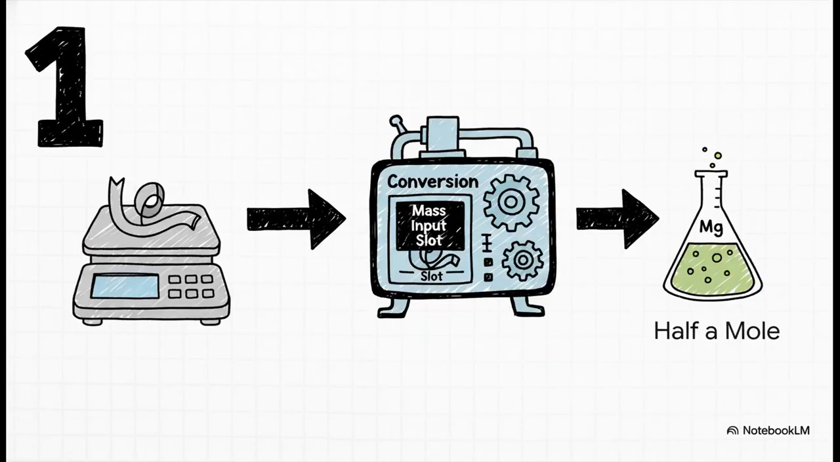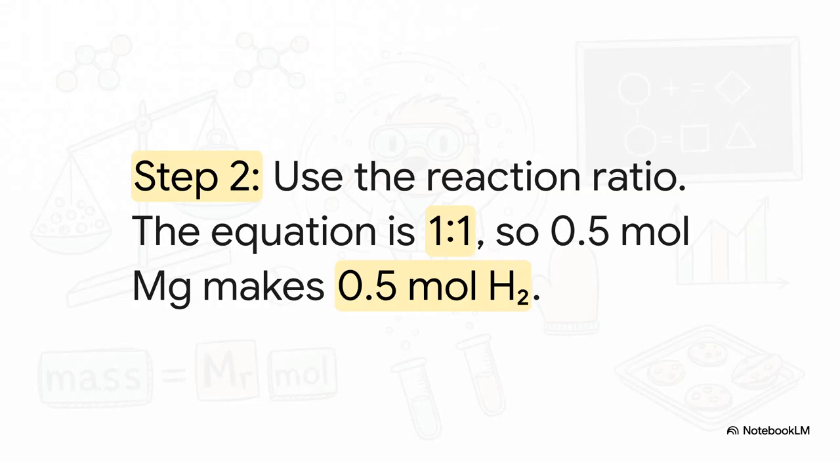Let's run through one. Say we start with 12 grams of magnesium. Step 1 is always the same. We have to convert that mass into our universal currency, the mole. So we just flip our formula around. Moles equals mass divided by relative atomic mass. 12 divided by 24, that gives us half a mole of magnesium. Easy enough.